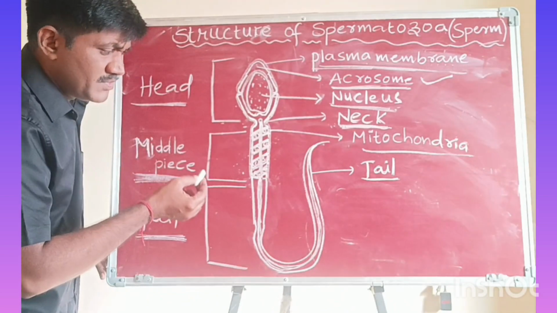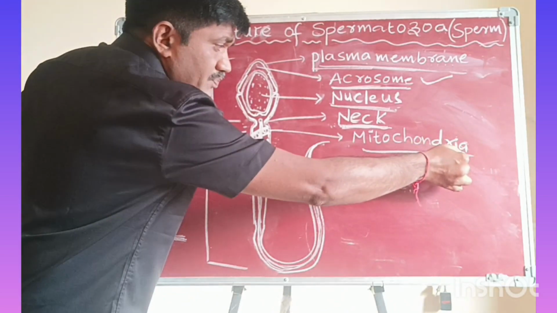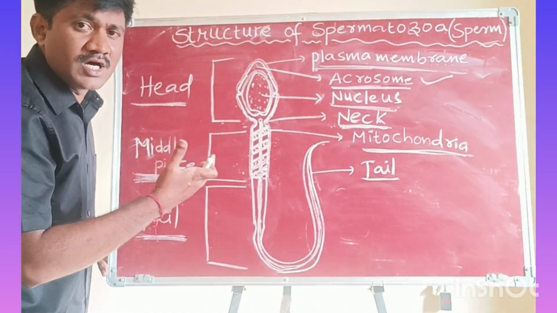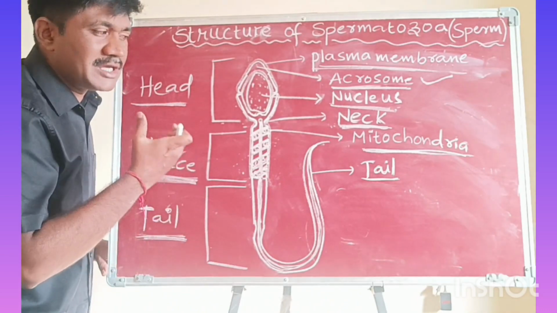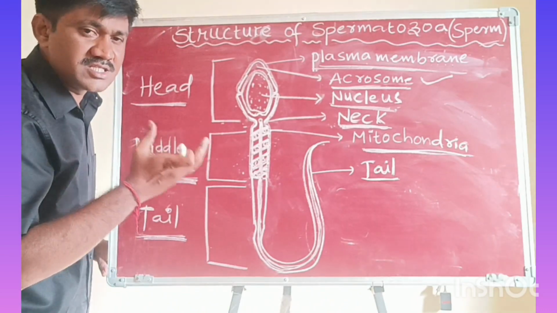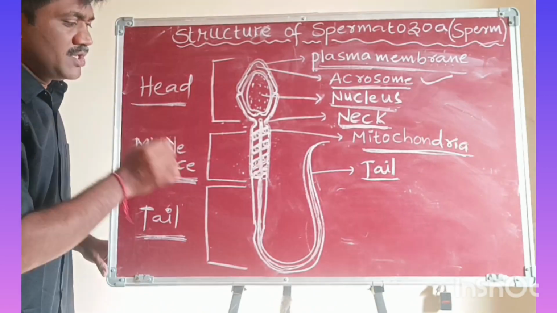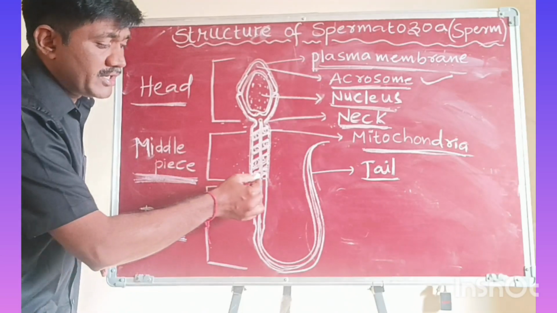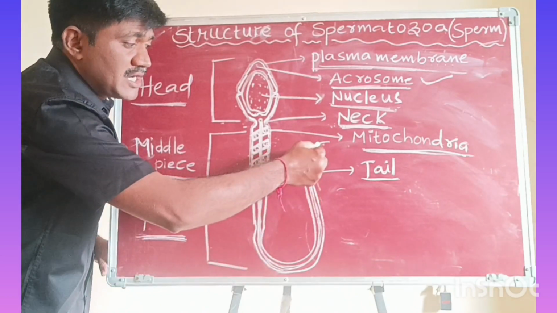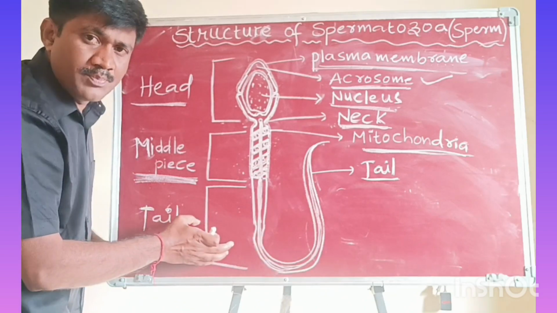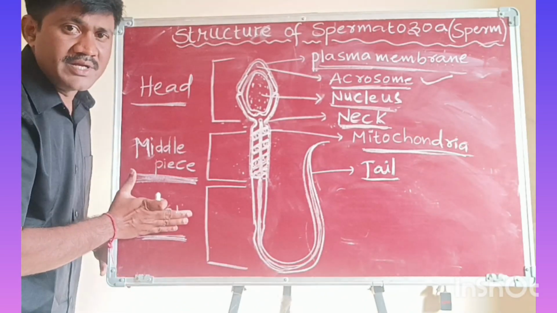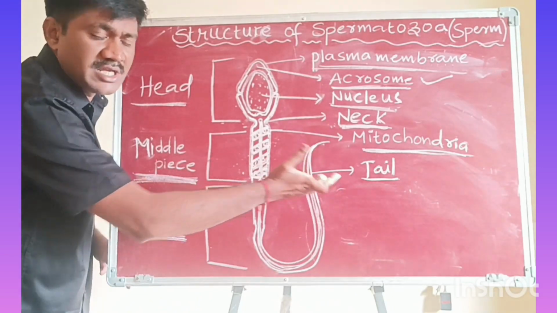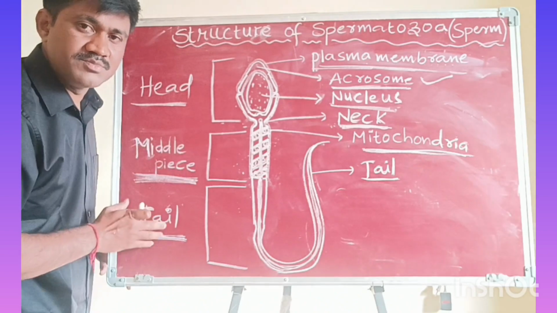These mitochondria generally generate the energy. While the spermatozoa are moving in the female reproductive tract, they require energy, so that energy is generated by mitochondria. Next, the last part is the tail part. This tail part also contains the central axial filament, and it helps in motility, meaning the movement in the female reproductive tract. The tail can also change the direction of the sperm cell.